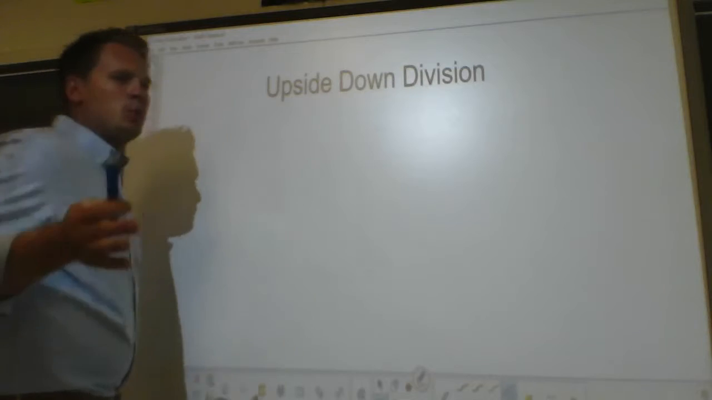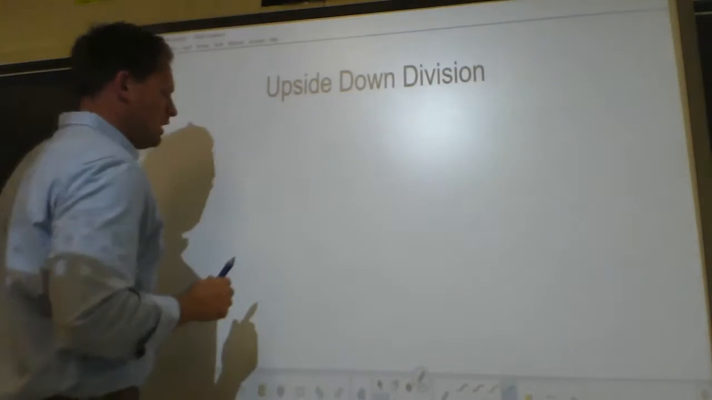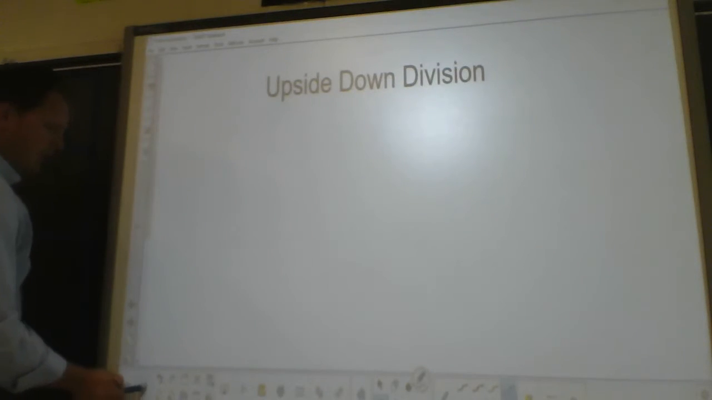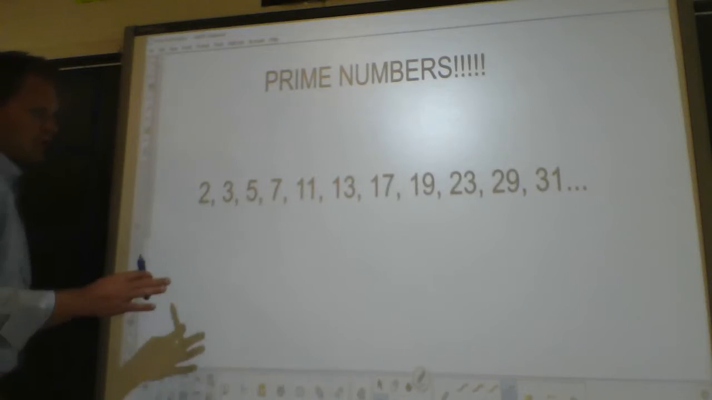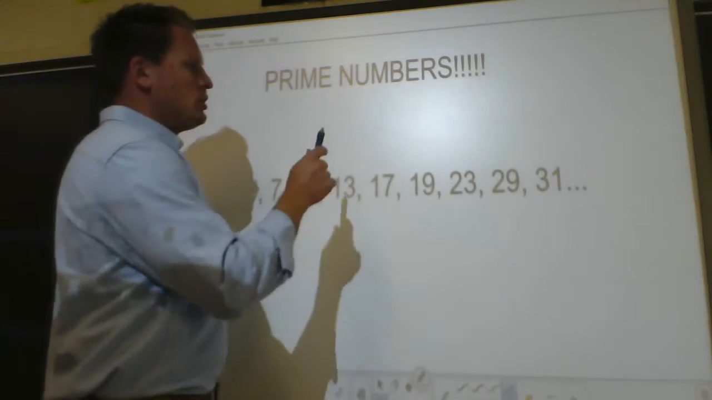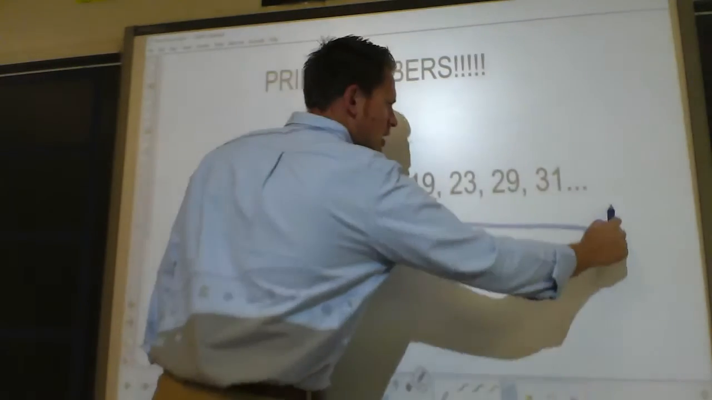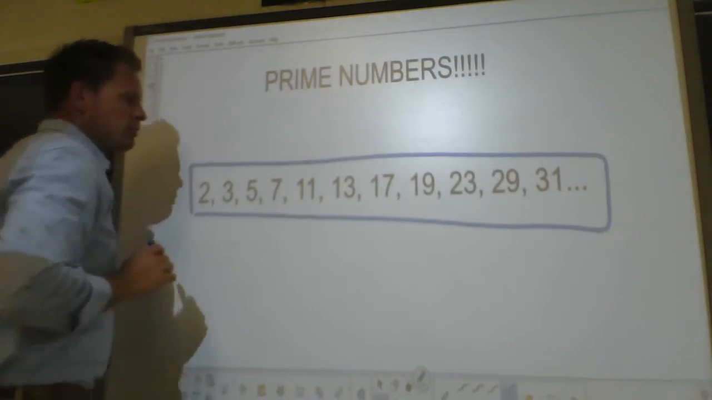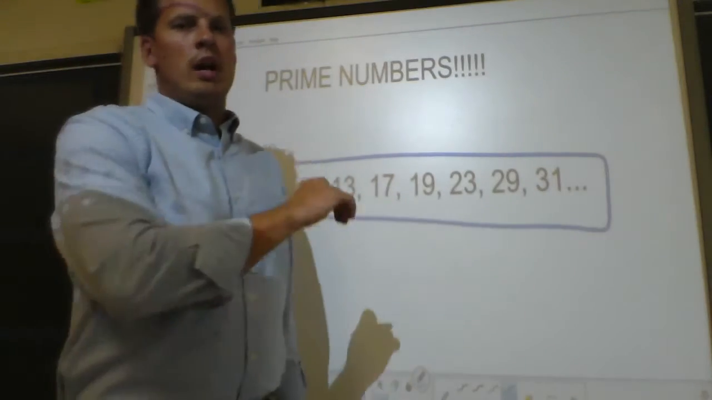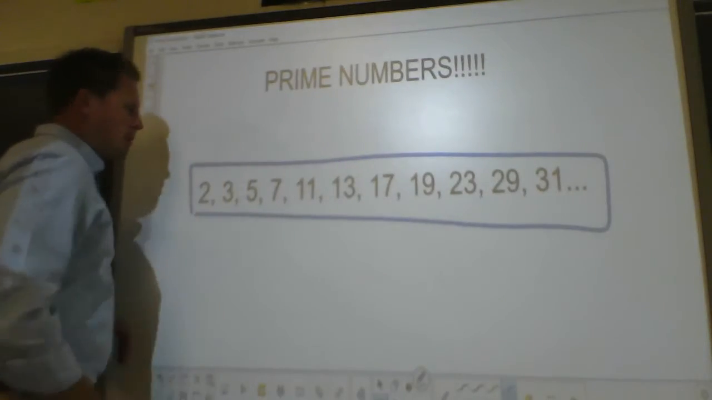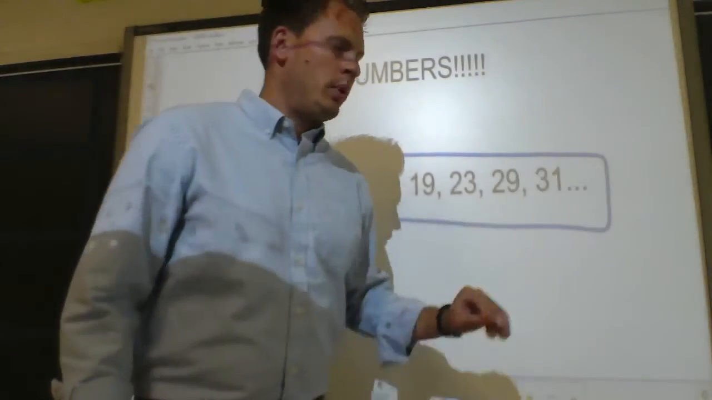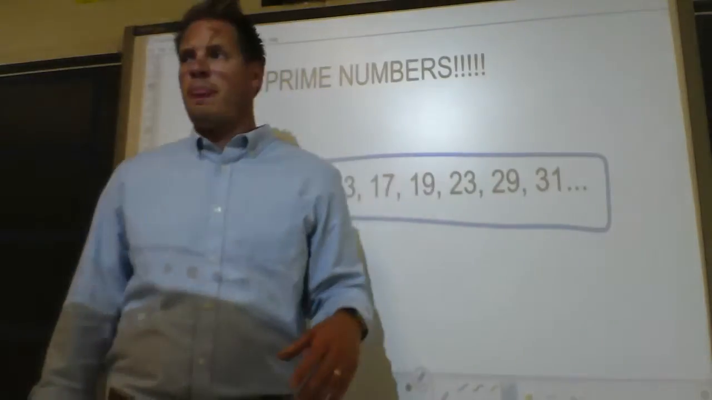Upside down division. I'm not really sure why it's called upside down division. Let's just take a look at it. So here we go. First off, we need to know what prime numbers are and what the main common prime numbers are. So these are the most important prime numbers to you at all times. These are all the prime numbers from 2 to 31. There are more prime numbers.